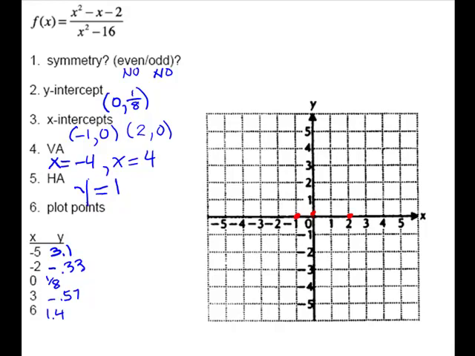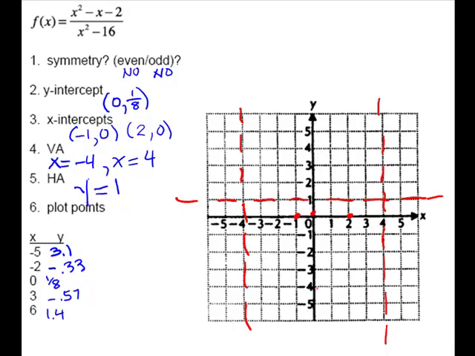Right, we're going to have a vertical asymptote at -4. x equals -4. And we're going to have a vertical asymptote at x equals +4. We're going to have a horizontal asymptote at y equals 1. All right, and so there you have your 3, you actually have 6 sections.